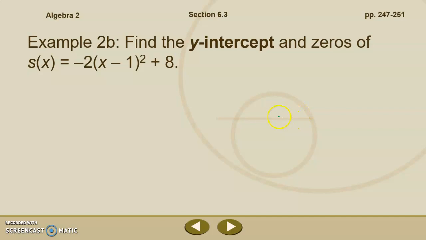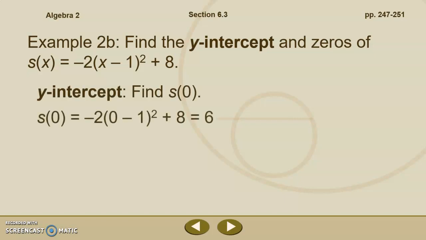Let's go ahead and find the y-intercept and zeros of this function. s of x equals -2 times (x minus 1) squared plus 8. Just like before, our y-intercept here, we're going to plug in 0. Now this time, we can't just take the constant term because it wasn't in standard form. This time we do have to plug in our 0, and we do have to do the math. And when we multiply all that out and simplify, we find out that our y-intercept is actually 6, or (0, 6).